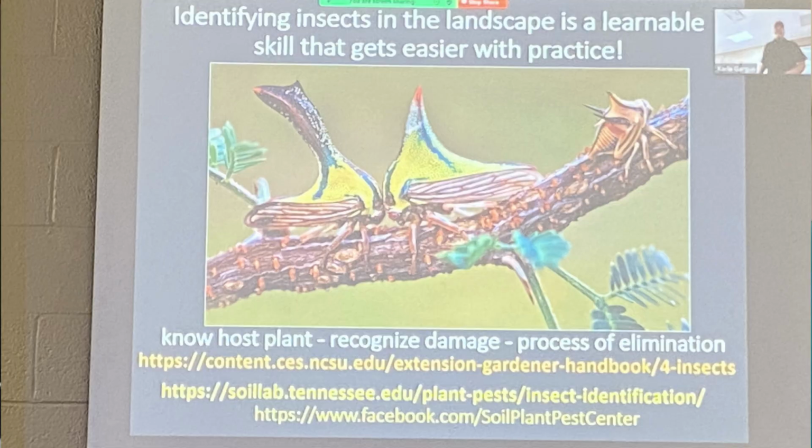Identifying insects in the landscape is a learnable skill that gets easier with practice. And here are some links you can go to.